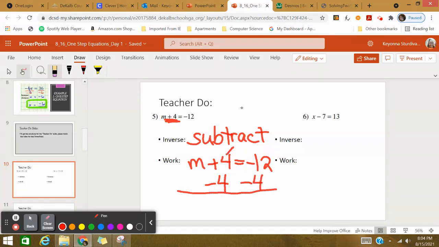Okay. My positive 4 and negative 4 cancel out, guys. And so in this case, I'm left with just m is equal to negative 16.